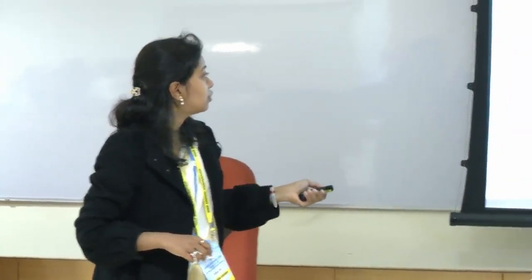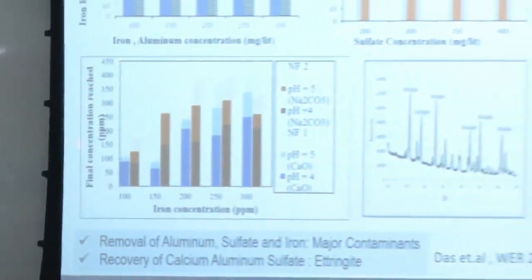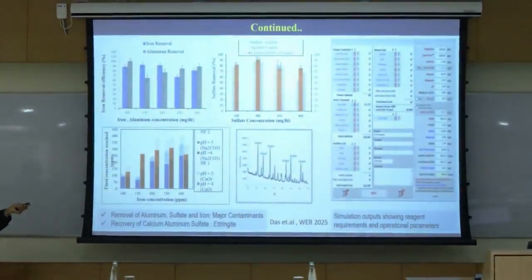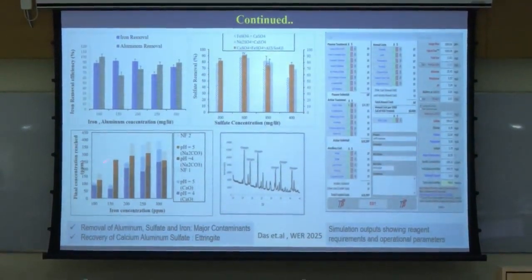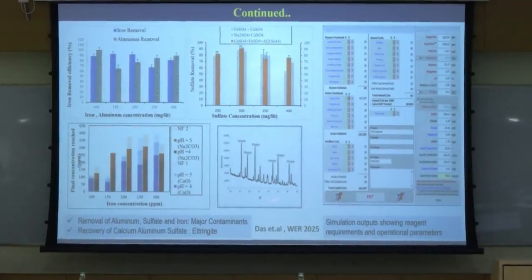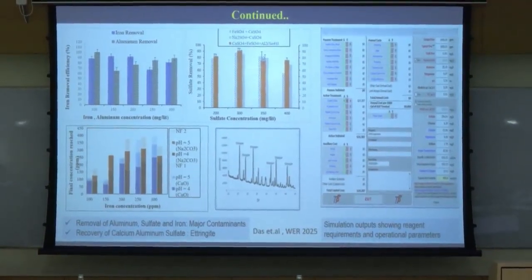So we optimized nanofiltration, and in this one graph I tried to show how the combination of chemical addition with membrane separation lets us remove iron. We removed aluminium and sulfate, and that formed the ettringite.